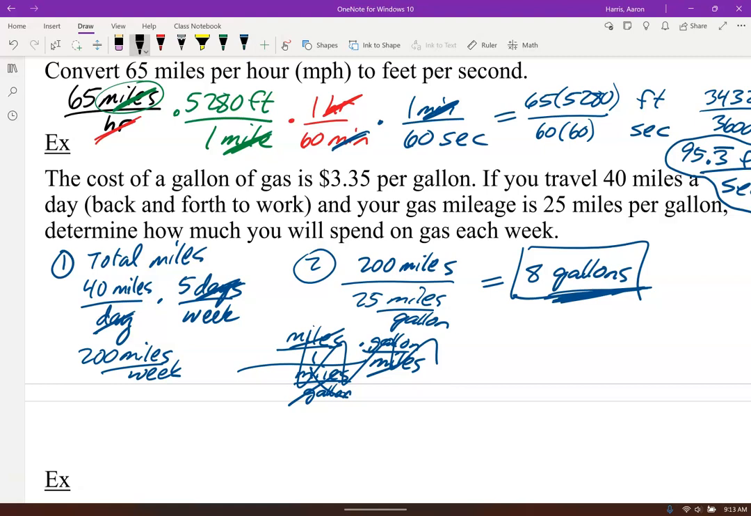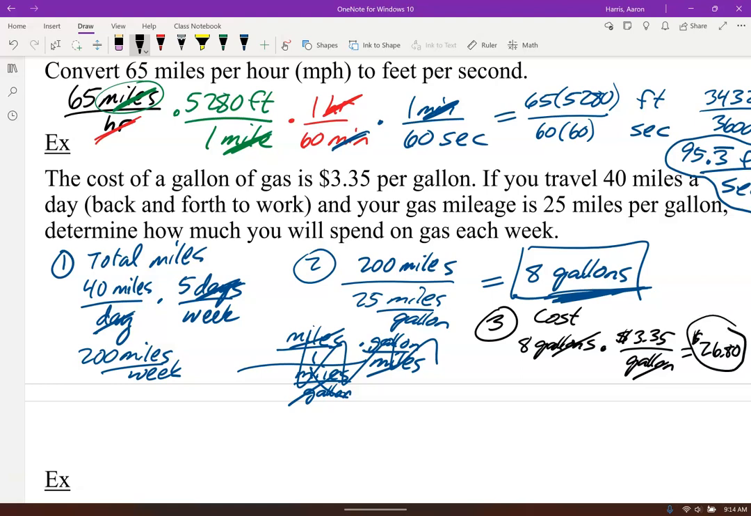Oops, I didn't even finish this. So number 3, what's the cost? Well, it's 8 gallons that we use every week in gas, and it's times $3.35 per gallon. Notice the gallons cancel. 8 times 3.35 gives us 26.8. So $26.80 in gas.